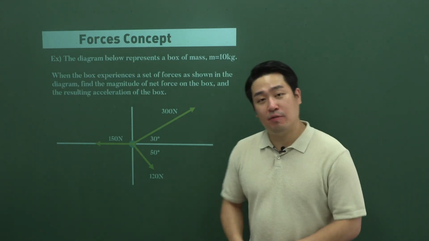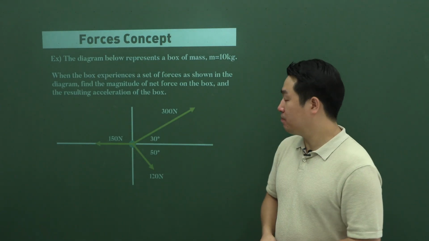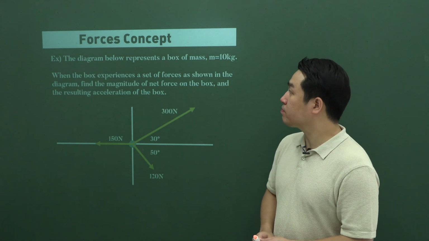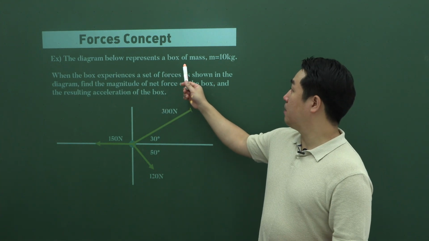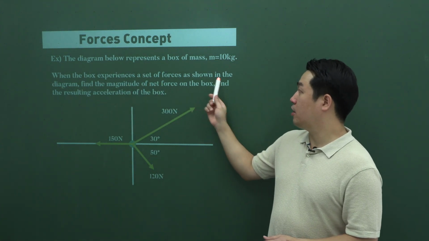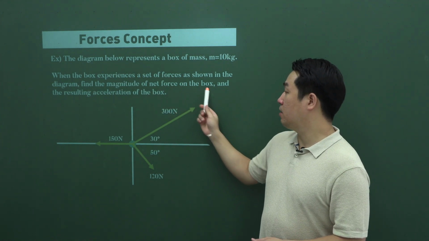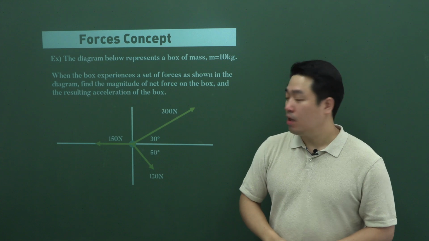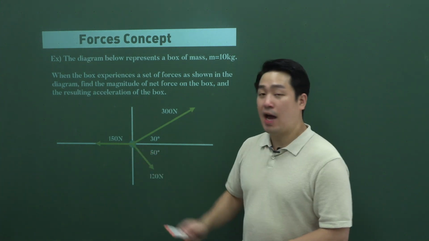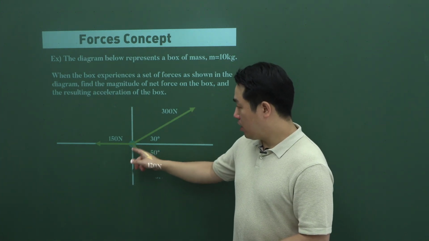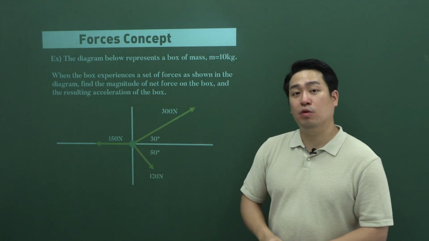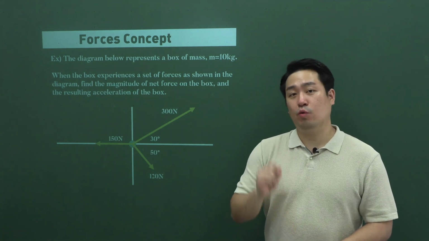So now we have a system of forces acting on a two-dimensional space. So let's take a look at the question first and think about how to approach solving this question. Example: the diagram below represents a box of mass m equal to 10 kilograms. When the box experiences a set of forces as shown in the diagram, find the magnitude of the net force on the box and the resulting acceleration of the box. So we have a box sitting on a two-dimensional space, and we have three forces acting separately on this box. And we know that even though there are three different causes, the effect of these three forces will result in one acceleration, one net force. So we must find that.